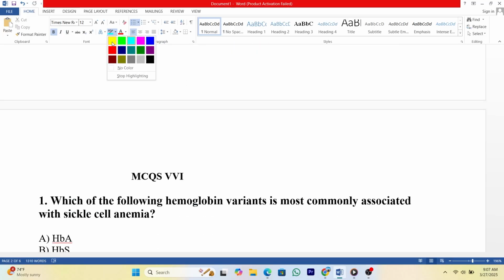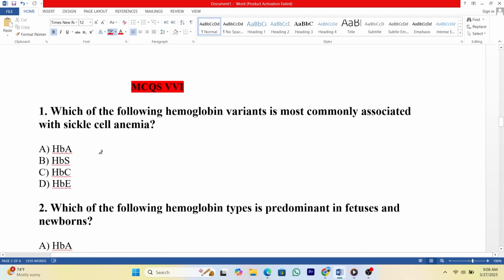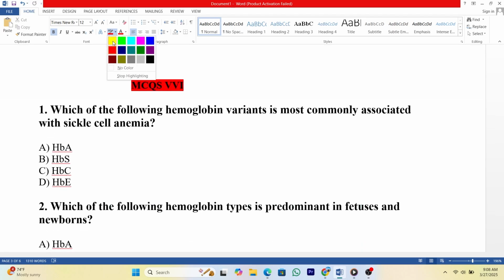MCQs VVI. 1. Which of the following hemoglobin variants is most commonly associated with sickle cell anemia? A. HbA. B. HbS. C. HbC. D. HbE. Answer: B. 2.